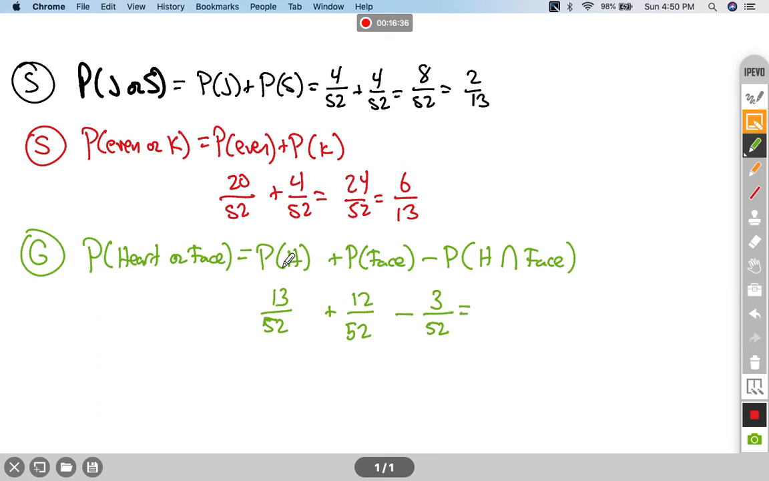I could do this with, as we did with the sample space, just counting how many times it happens up here. 13 plus 12 minus 3 is going to be 22 out of 52, or 11 out of 26.